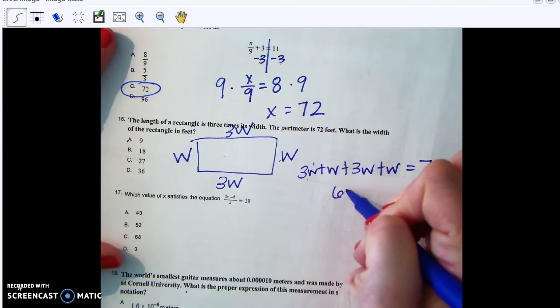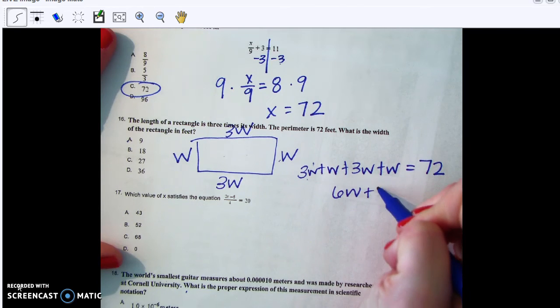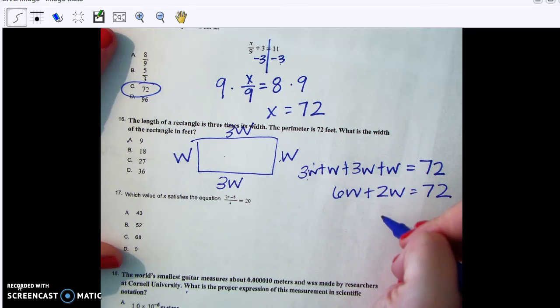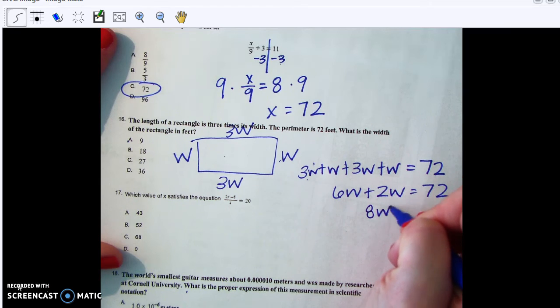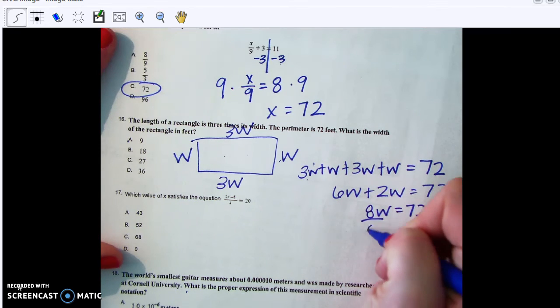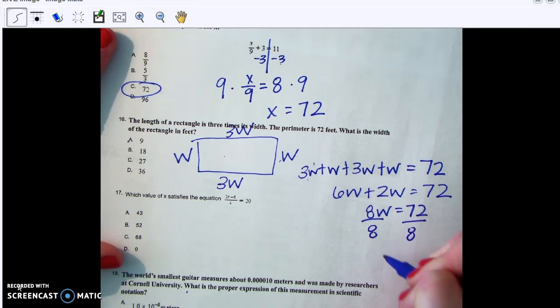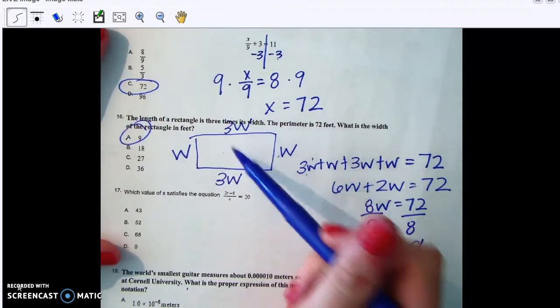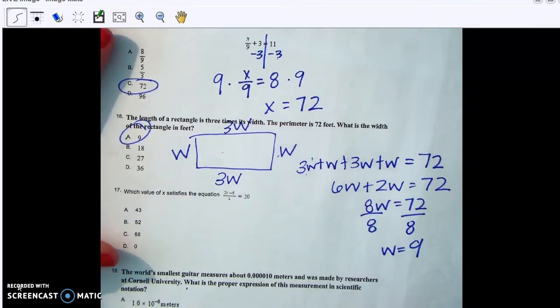3 and 3 is 6. W plus W is 2W equals 72. 6W plus 2W is 8W equals 72. Divide both sides by 8. W is equal to 9. So again, I knew that because I know the perimeter is adding up all the sides.